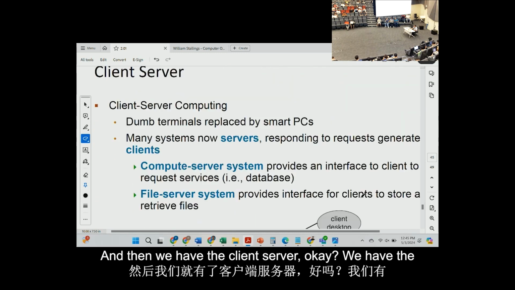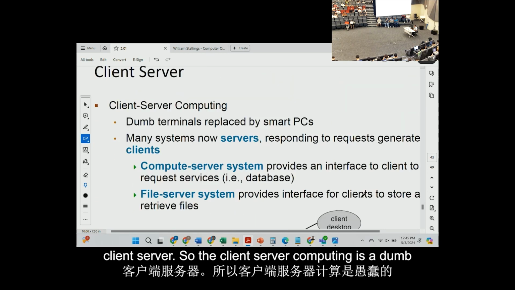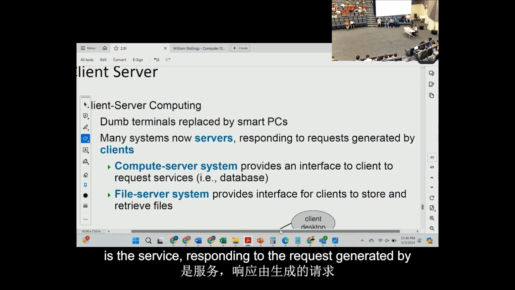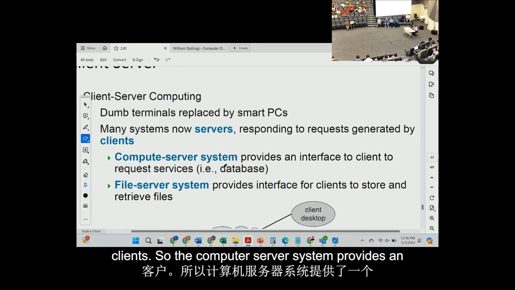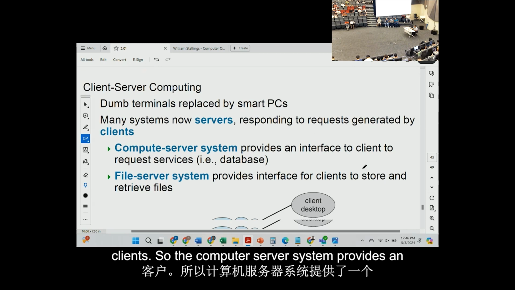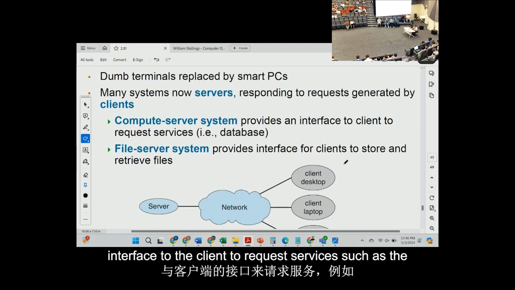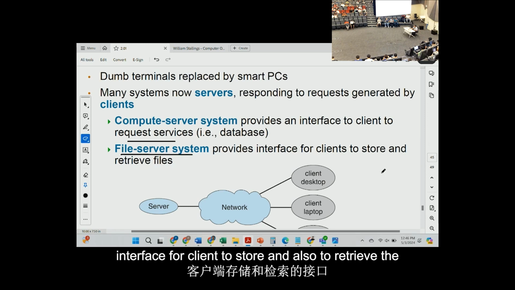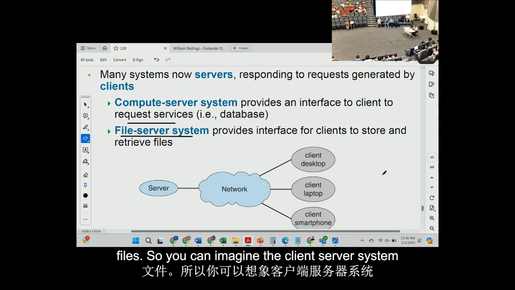Okay, and then we have the client-server. So client-server computing is where dumb terminals are replaced by smart PCs. So many systems now have servers responding to requests generated by clients. The compute-server system provides an interface for clients to request services such as a database. And then we have the file-server system, which provides an interface for clients to store and also retrieve files.